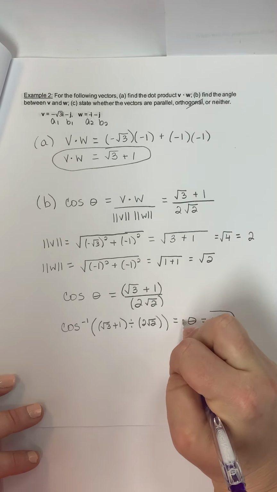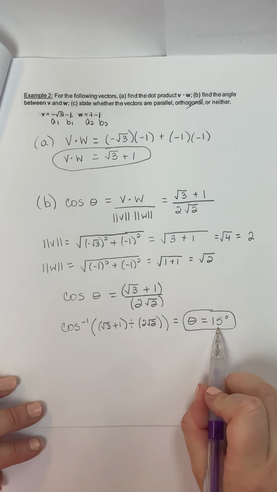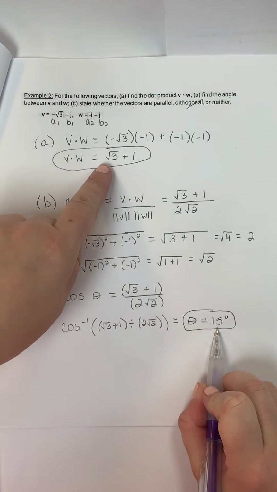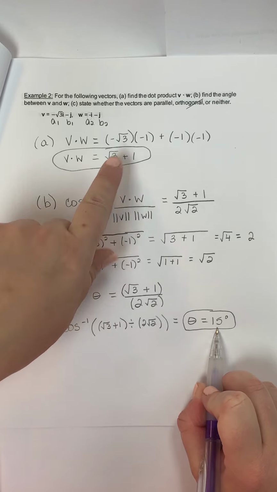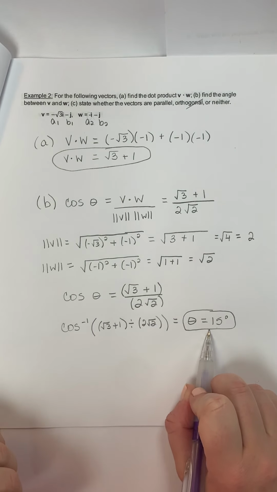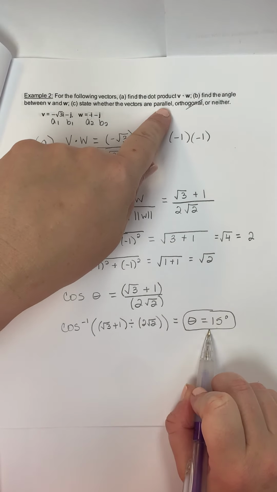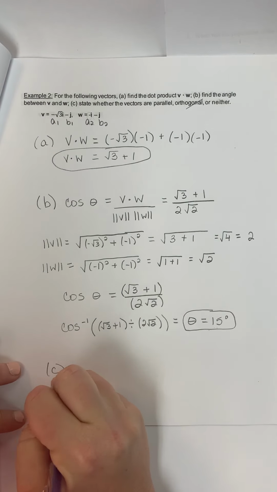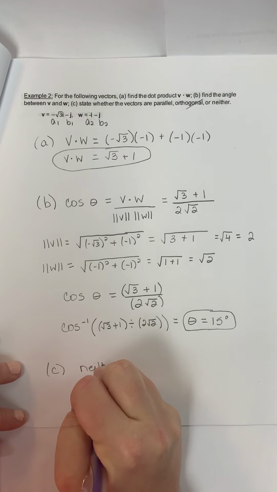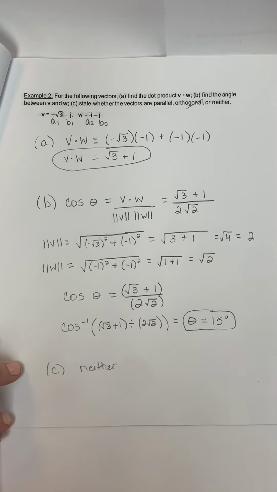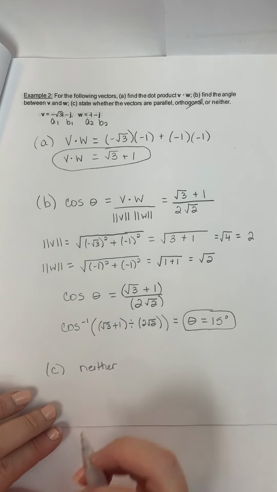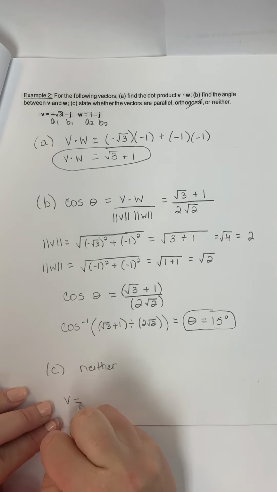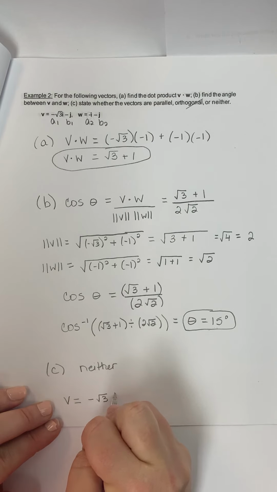That's my theta. Okay, well, if this were 90 degrees and this were 0, we would be orthogonal. If this were 180 degrees, we would be parallel. I don't have either situation. So my answer for this is neither. It's neither.